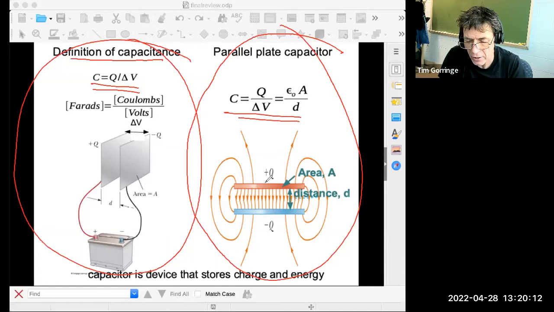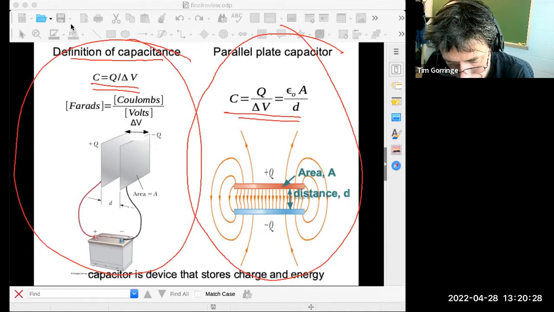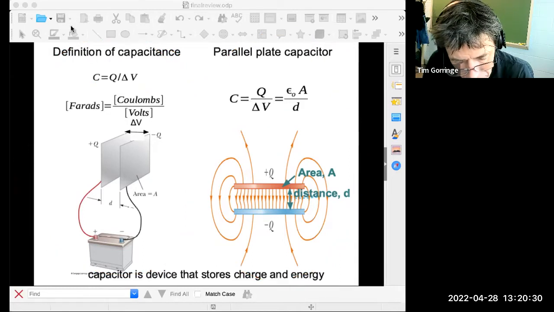The D is in the denominator, because you don't have to extend the field over a very large gap. A large distance D makes a small capacitance, because you've got to extend that field over a large gap. So that was capacitance.